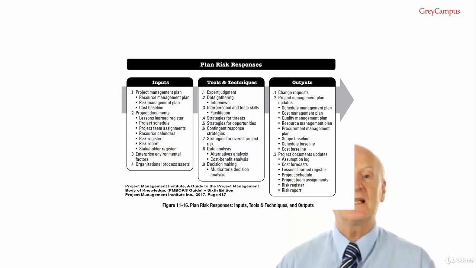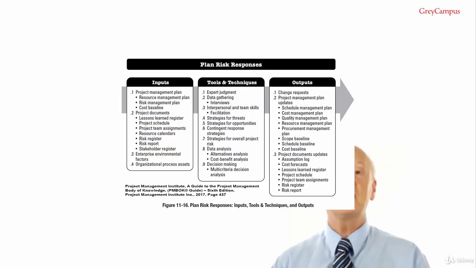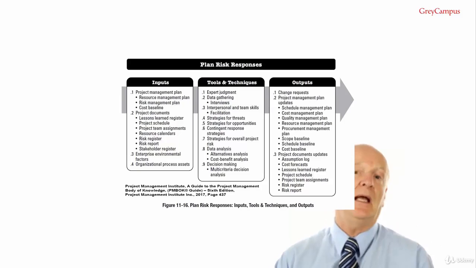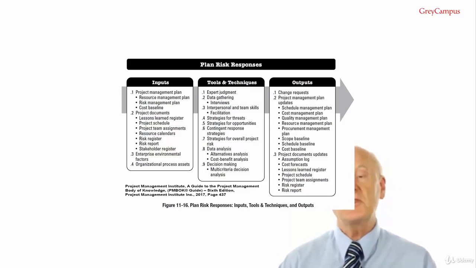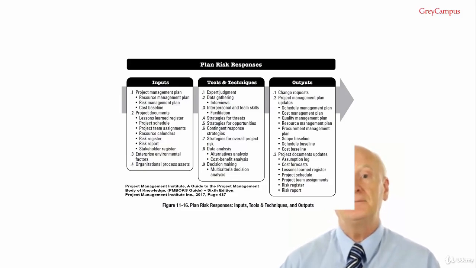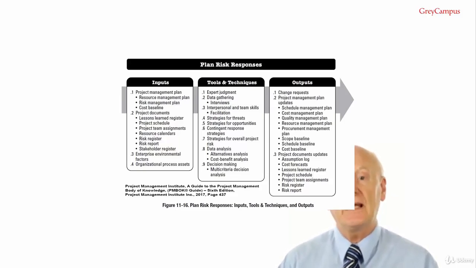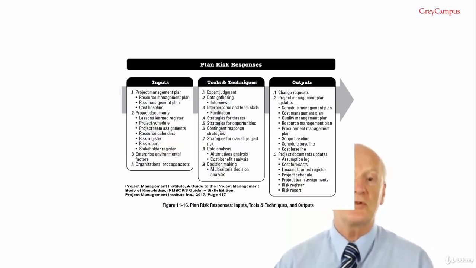Tools and techniques. Number 2, data gathering, and in this case it's really just interviews. Tools and techniques. Number 3, interpersonal and team skills. Really what we're just looking at here is that facilitation, because a skilled facilitator can help identify and compare alternative possible risk response strategies that can help the risk owners actually understand what the risk is and help them understand the implications of the chosen strategy, and they can also help to identify and overcome sources of bias within the risk owners.